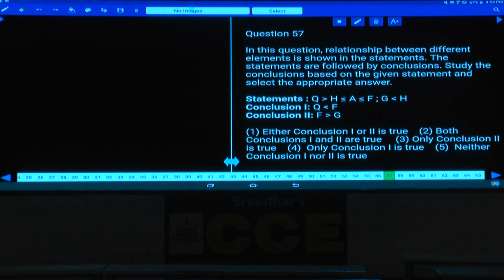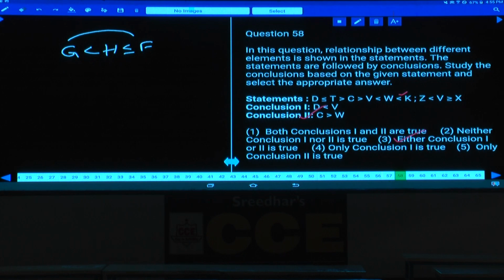Then 57, the relation between Q and F, there is 1 greater than, 1 lesser than, 2 opposite symbols, no relation between these two. Then the next one, F and G. F and G, what is the letter which is common here? H is common. H lesser than or equals to F, and G lesser than H. Now G lesser than H, lesser than or equals to F. Now between G and F, what is the symbol which is common here? Lesser than. G lesser than F is true. F greater than G is true. F greater than G, that is only conclusion 2 follows, that is choice 3 is the answer. 57, choice 3.